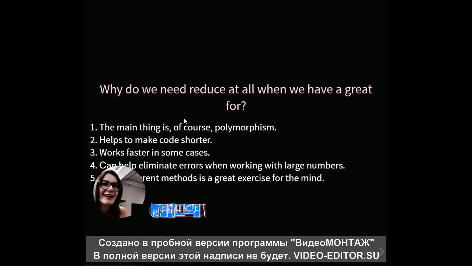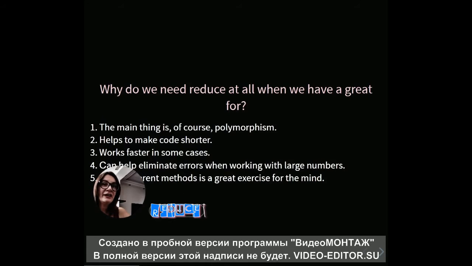And now we have a question. Why do we need reduce if there is a for loop? Firstly, in order to support polymorphism in JavaScript. It's so great when there are many ways to achieve something. Secondly, reduce helps to make the code shorter. It can immediately include more methods, such as map or filter, in one function.